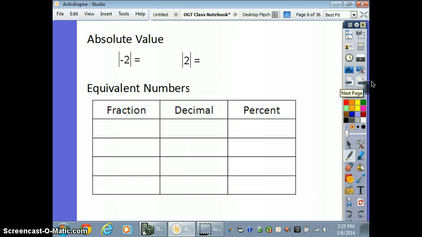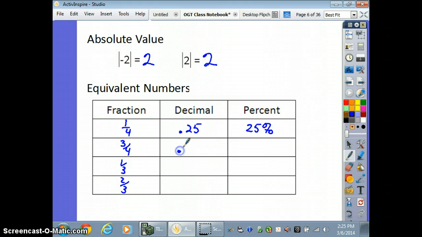Absolute value. Anything in absolute value is always positive. So if it's negative 2, it pops out positive. If it's positive 2, it pops out positive. There are 4 fractions that I'd like you to make sure you know: 1/4, 3/4, 1/3, 2/3. Now to change a fraction to a decimal, you simply divide the numerator by the denominator, and you would get in the calculator 0.25. To change this to a percent, you move the decimal over 2 places and add a percent sign.